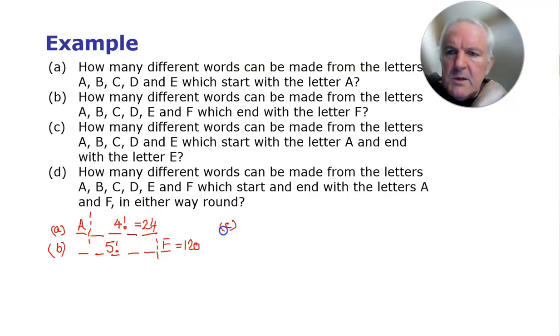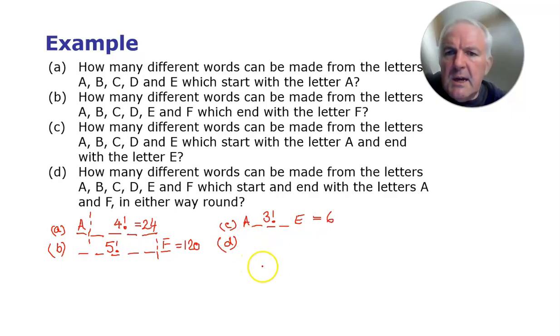What about C? What does C say? How many different words can be made from the letters A, B, C, D, E, F which start with the letter A and end with the letter E? So there's not many choices, actually. I've got that going on. There's only 3 letters to put in the middle. I've got to use all of them. 3 factorial. And 3 factorial is 6.